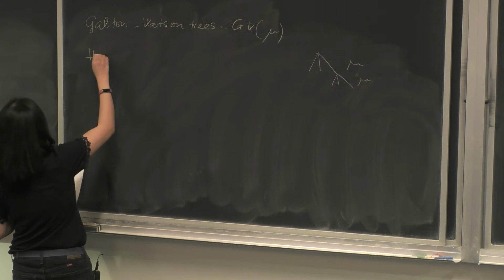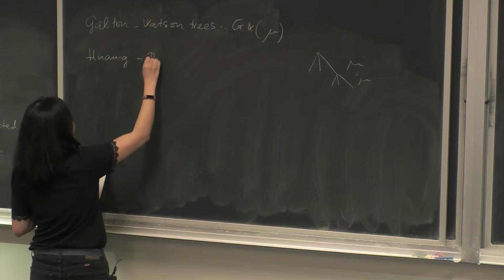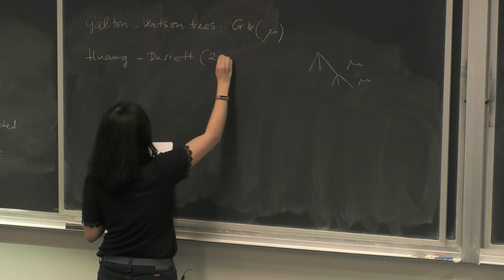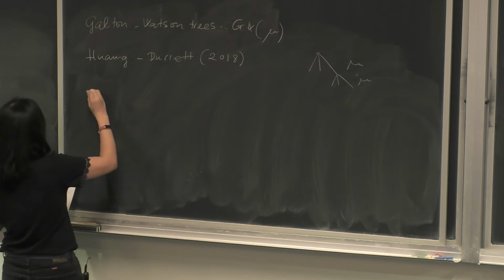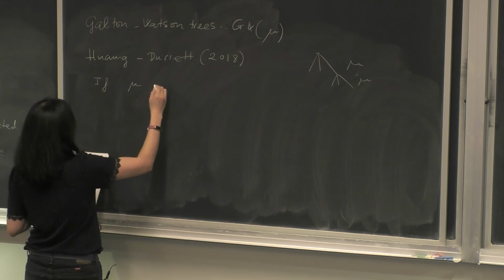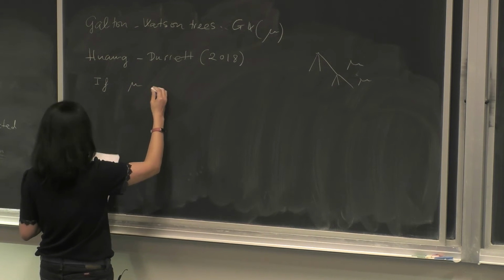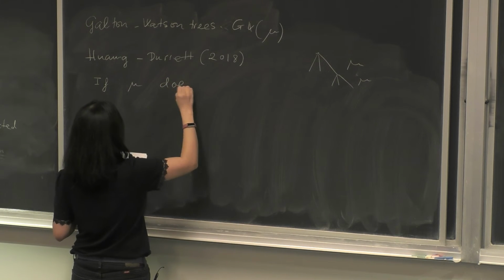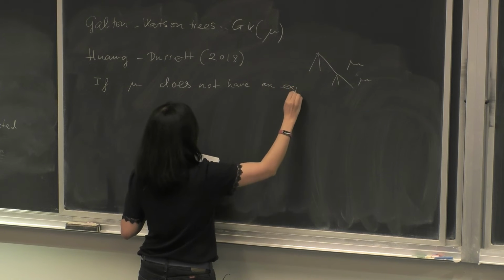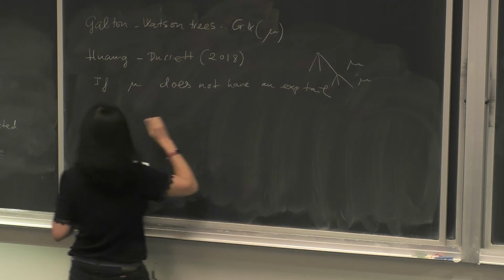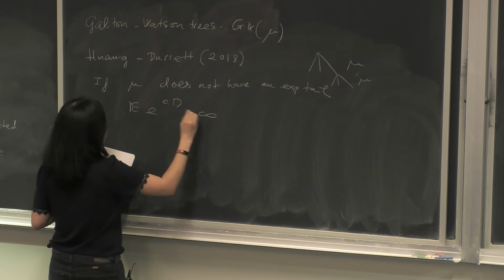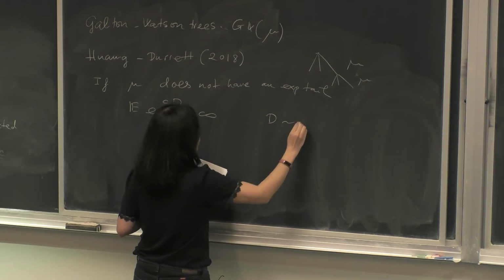So concerning this, Huang and Durrett in 2018 showed that if mu has a sub-exponential tail, so it does not have an exponential tail, what that means is the expectation of e to the cD is infinity if D is distributed according to mu.